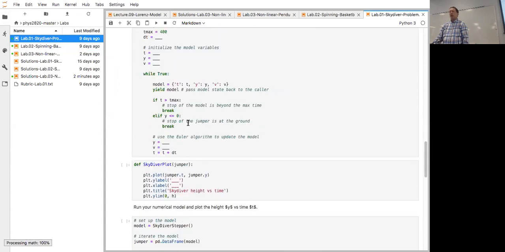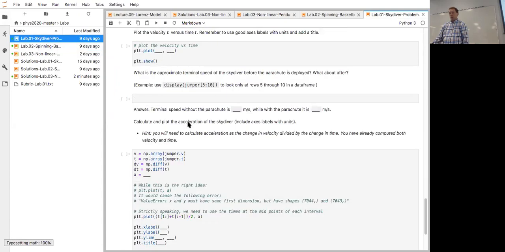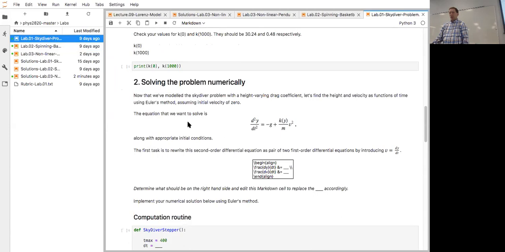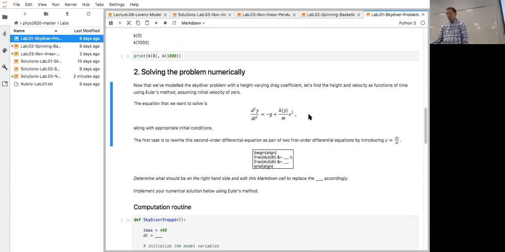In lab 1, we were talking about a skydiver problem. And here we go. There was an equation of motion, right? We studied this one. This is an object falling under quadratic drag. And what I asked you to do was rewrite this as a system of 2 first-order equations.